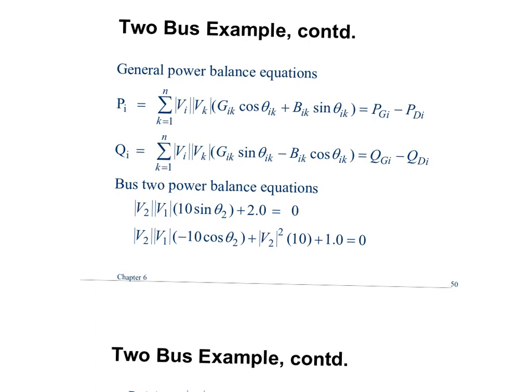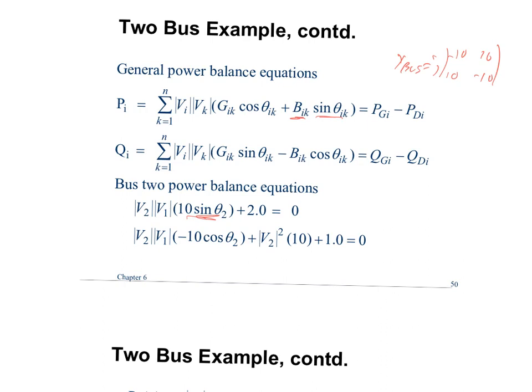I thought B was the J portion of the... It is the J portion. And where'd that 10 sign come from? Bus 2 power balance equations. Here? Yep. Because it's B_ik times the sine of theta, right? Oh, so where'd the negative 10 come from? Oh, I see. So let's write that down. Y-bus is equal to J times minus 10, 10, 10, minus 10. So we have that information there.